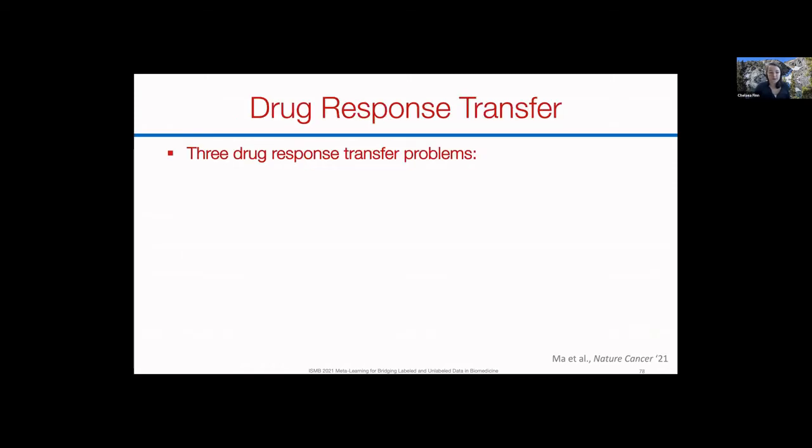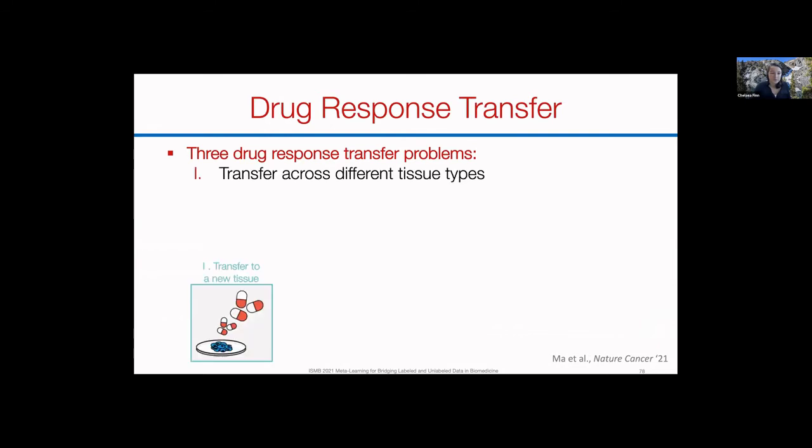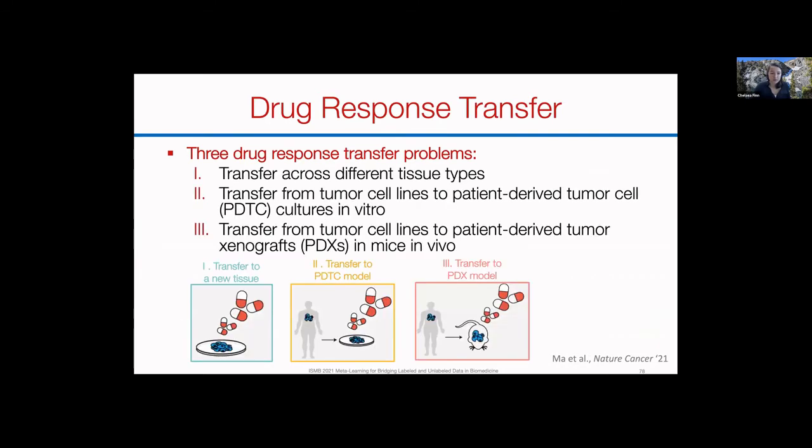So they looked at 3 different drug response transfer problems. The first was transferring across different tissue types. The second was to transfer from tumor cell lines to patient-derived tumor cell cultures in vitro. And the third one is to transfer from tumor cell lines to patient-derived tumor xenografts in mice in vivo. And so essentially, as you go along, this transfer problem is going to get harder and harder because you're moving towards things that are more different from what you saw during meta training.